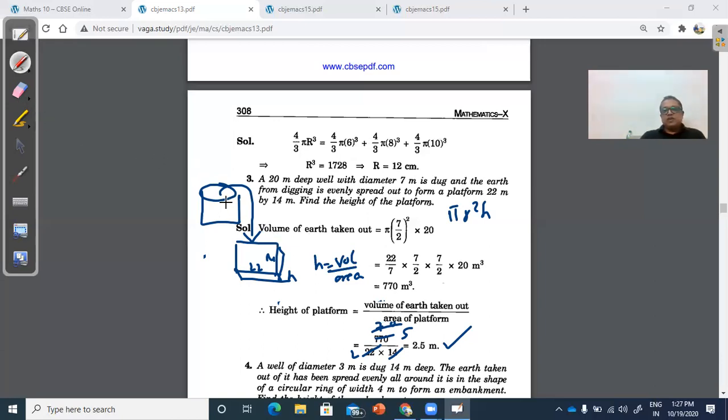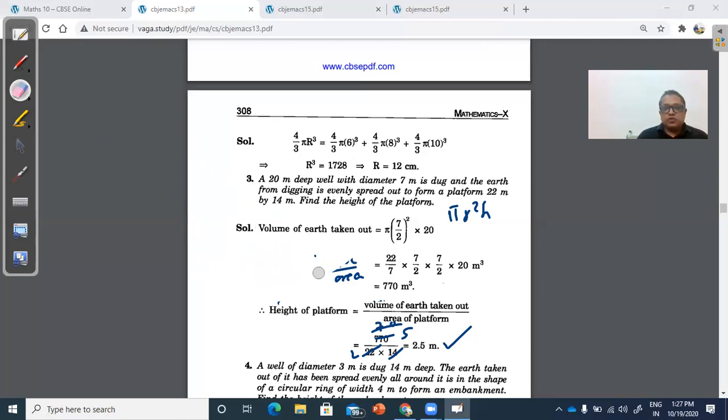So basically what's happening, we are equating the volumes. The volume of the mud here will be equal to the volume of the mud here because the same mud is being transferred. You're not putting extra. So LBH is equal to pi r square h basically. So that's what we are getting, this volume by area. Okay, that's question number 3. So we move on ahead to question number 4 now.